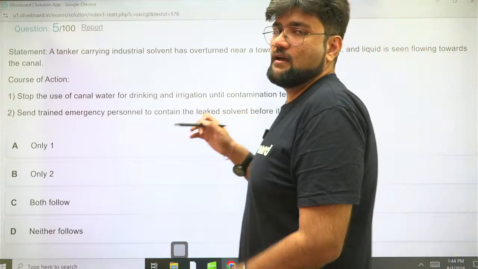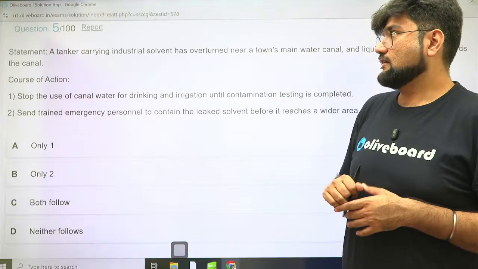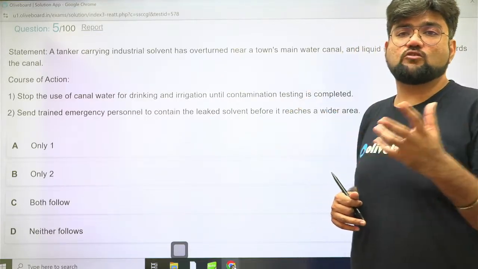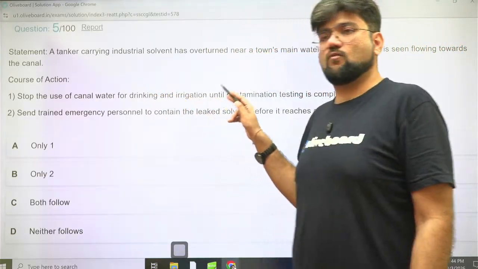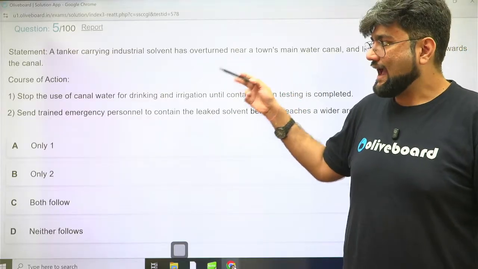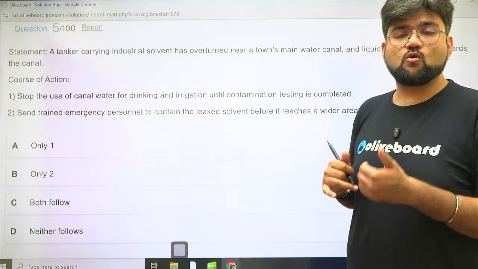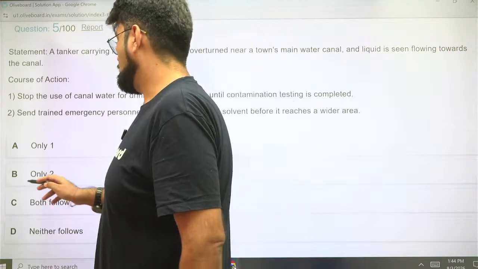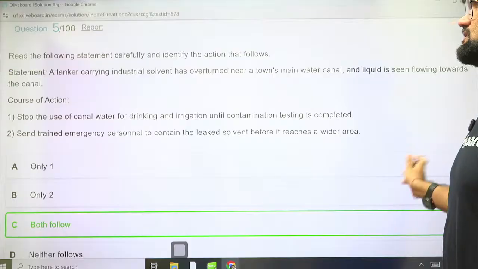Correct? Right? Because we are not sure whether the canal is contaminated or not, and it is industrial solvent, it can be problematic for human consumption. Even if it has leached into the plants or the soil, then indirectly we are consuming it, which is still a problem. So first avoid water for drinking and irrigation until it is verified whether contamination is there or not. And while this is happening, send trained emergency personnel who know how to control this solvent and prevent it from falling into the canal in the first place, if that is possible. So both follow. Option C is the right answer here. It's pretty easy, pretty direct. 28 seconds. Next.